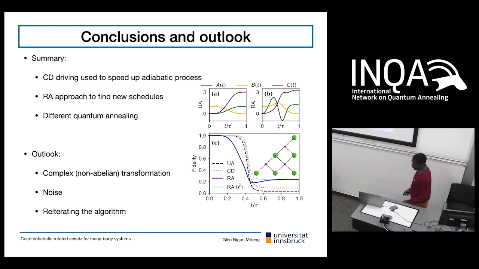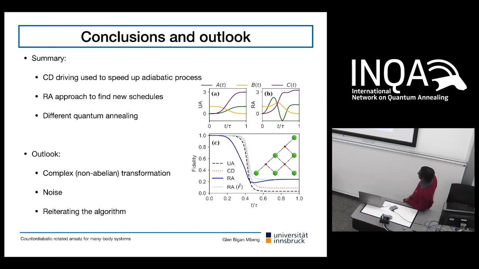So I will just want to conclude. In the talk, I just mentioned that CD drivings are a possibility to use for schedule optimization, not only by adding terms, but by using this transformation and choosing them properly in such a way that we are obtaining only schedule modification. And the new schedules that we find perform better than the other one, and is slightly different than the usual quantum annealing, because I would say it's more within the spirit of the adiabatic quantum annealing.